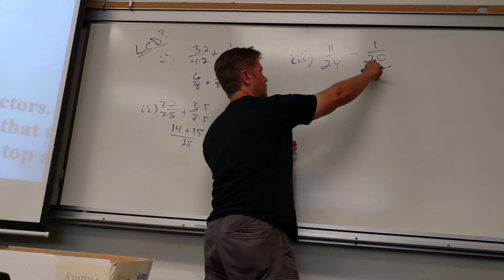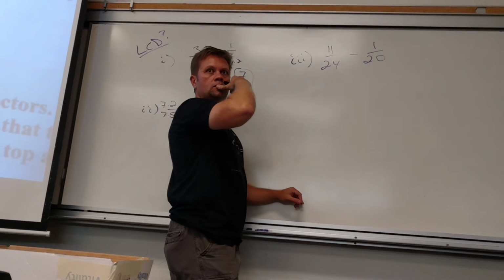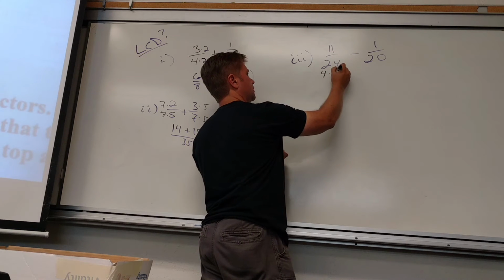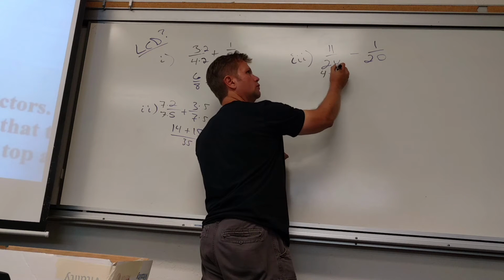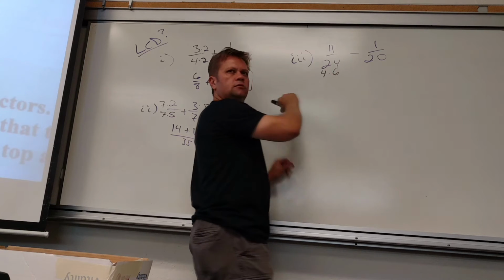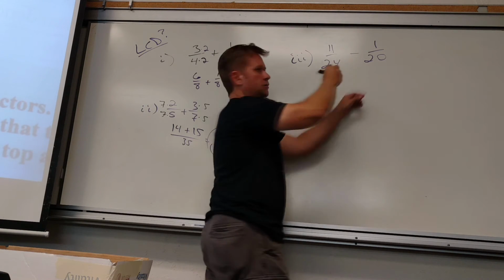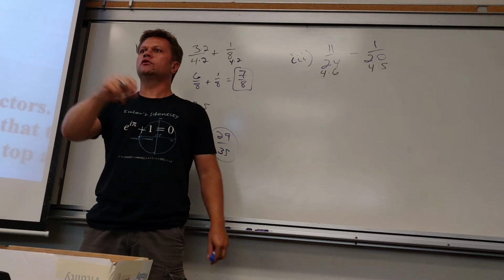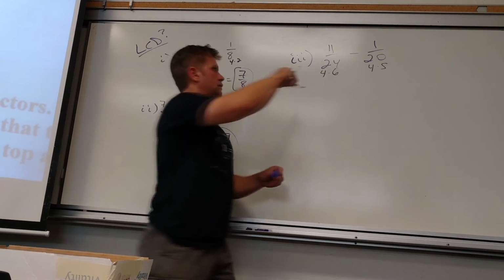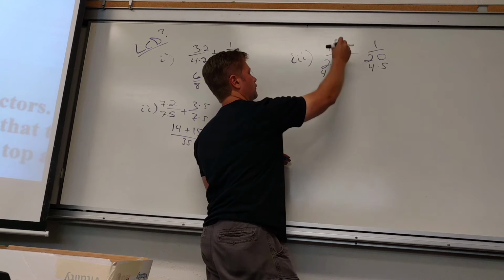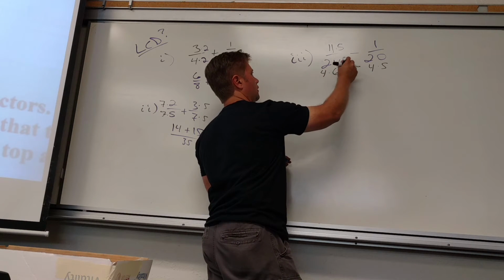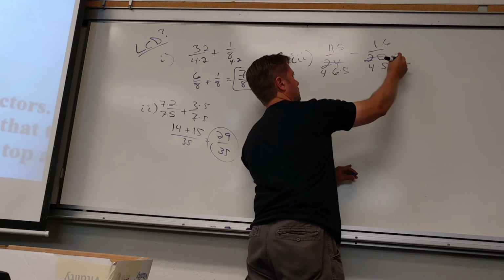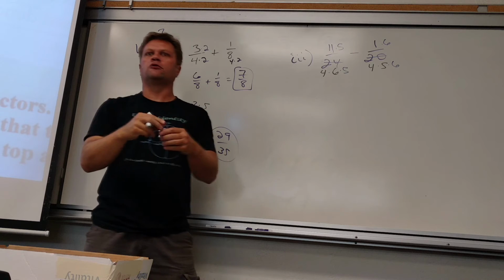What's the largest number that these have in common? 4. 24 is 4 times 6. 20 is 4 times 5. Now what's beautiful about this is I can see exactly who's missing what. So what's he missing that he's got? 5. And what's he missing that he's got? 6. So now they both have 4, 5, 6 on the bottom.